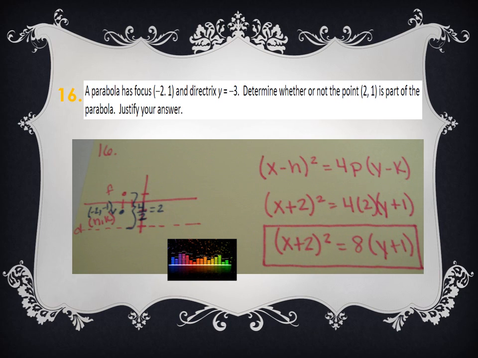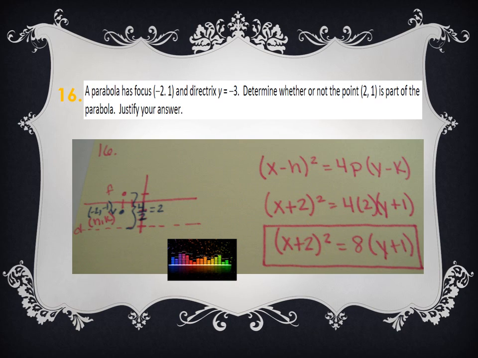The first step for solving this problem is to graph what you're given, the focus and the directrix. So plot your focus at (−2, 1) and your directrix at y = −3. Find the distance between your directrix and your focus and plot your vertex, which is at (−2, −1). P is the distance divided by 2, so 4 divided by 2 is 2.